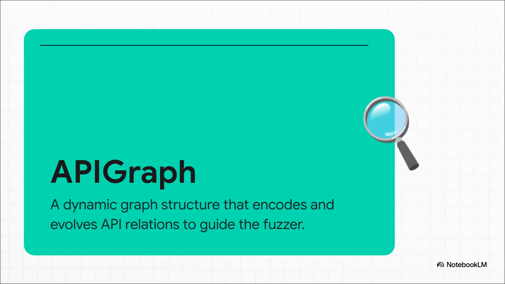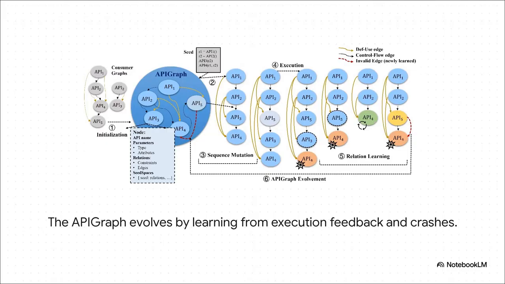At the heart of this whole thing is the API graph. Probably the easiest way to think about it is like a smart, self-updating GPS for the fuzzer. It's a map that shows all the functions in the library and, most importantly, the rules for how they can be used together. Don't call this function before that one, or this function needs info from that other one first. This diagram here shows that smart GPS in action.